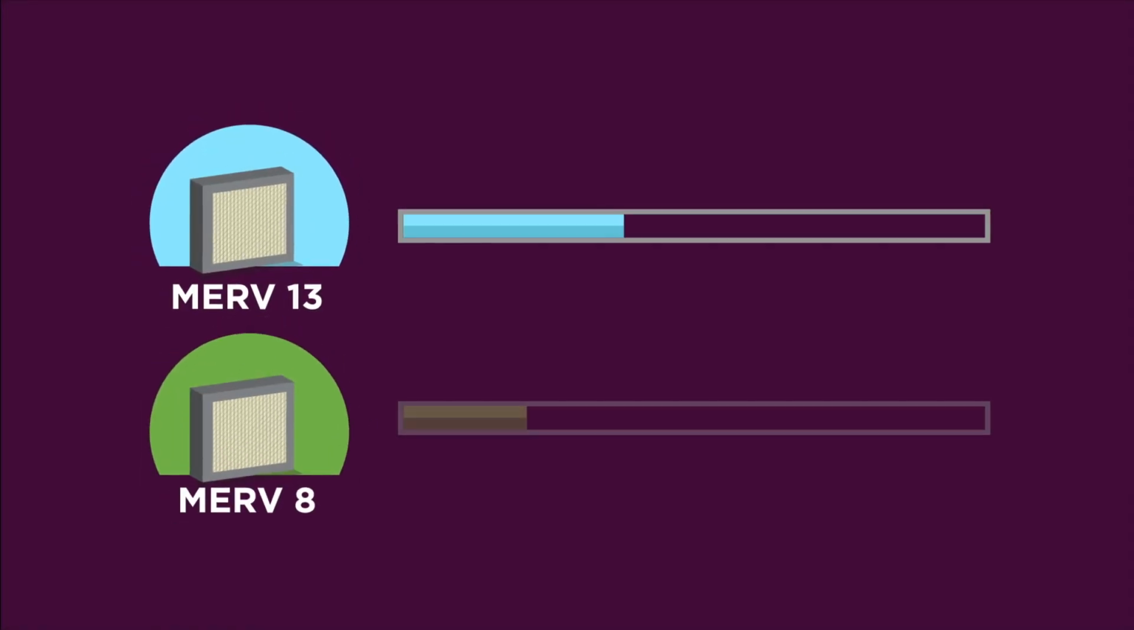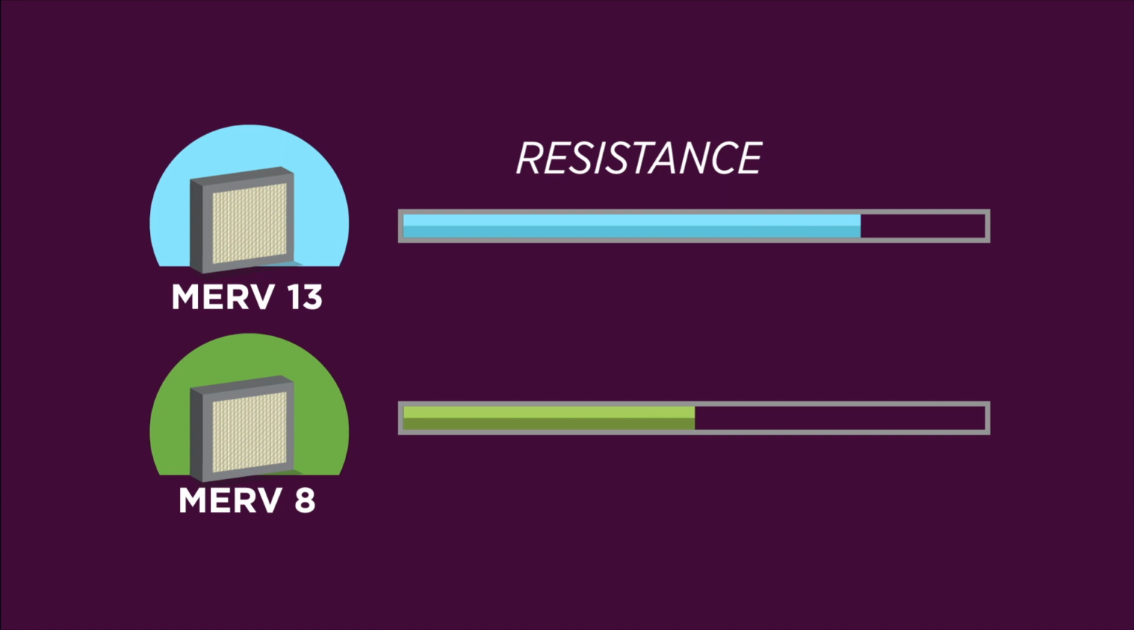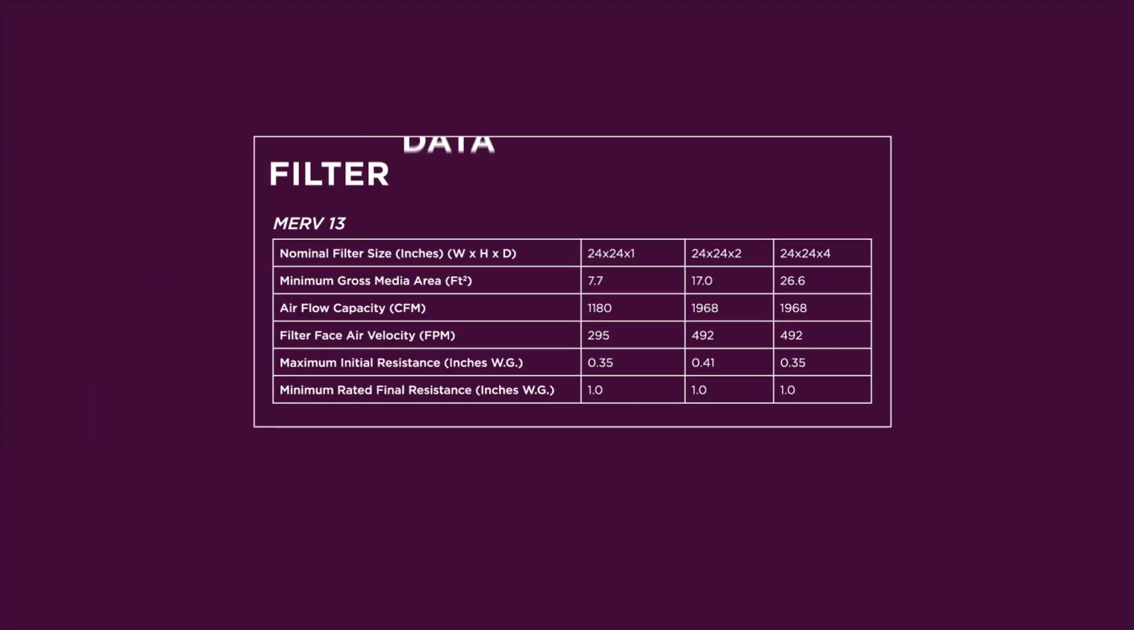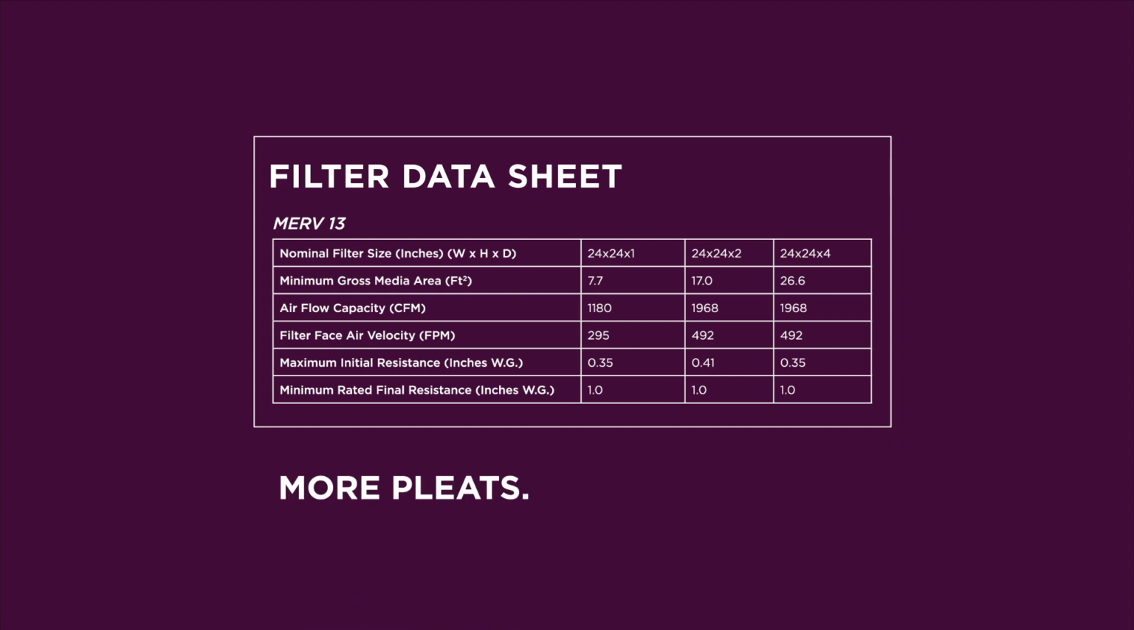In some cases, a MERV 13 filter might actually have a lower or similar resistance compared to a MERV 8 filter. When purchasing filters, request filter resistance data from the distributor and inquire about low-resistance models. A filter with an increased number of pleats will reduce filter resistance and increase the time between filter changes.